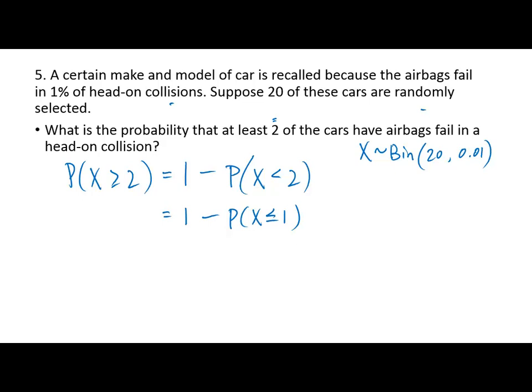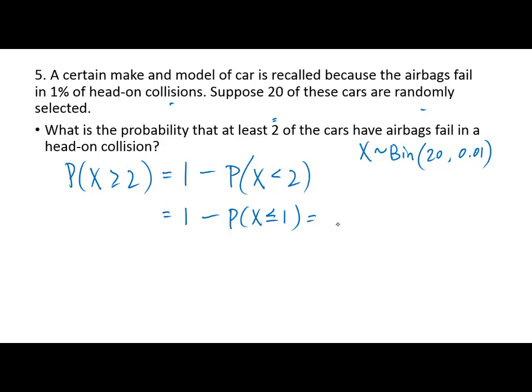That's a good reminder, just to be careful. For a discrete random variable like the binomial, your endpoints do matter here. Okay, so now if you want to use the table, you can use the table.